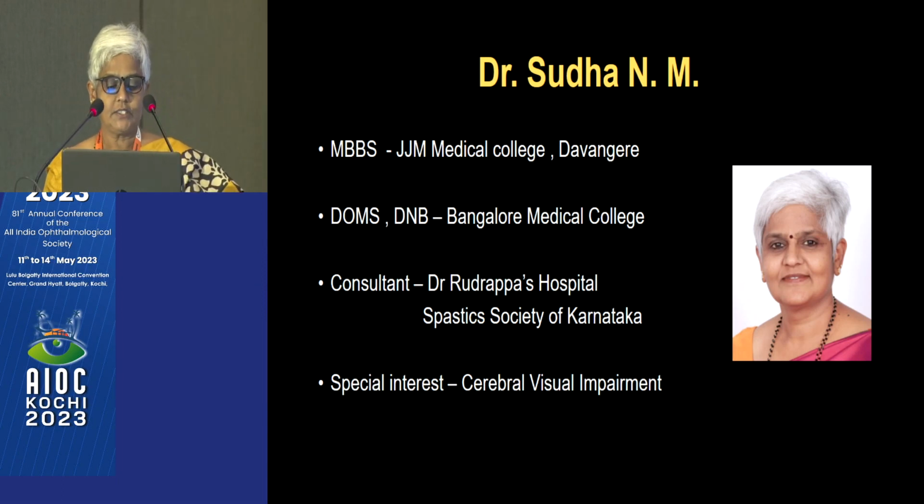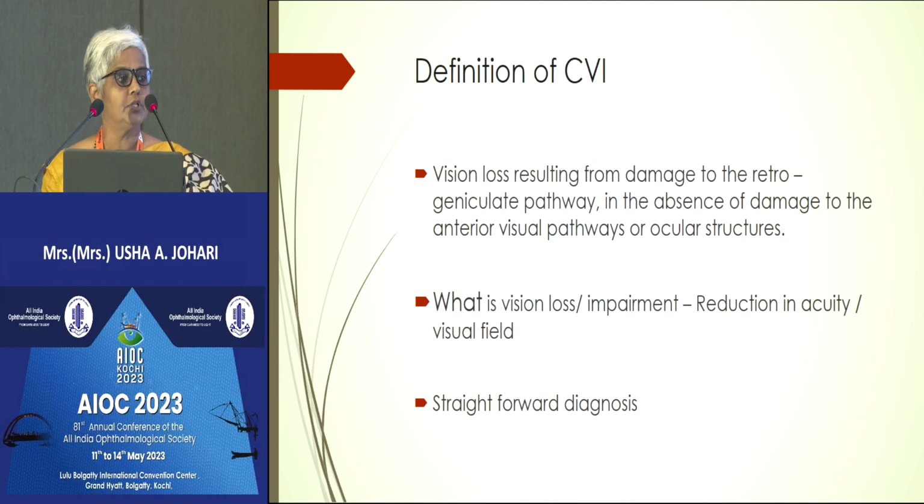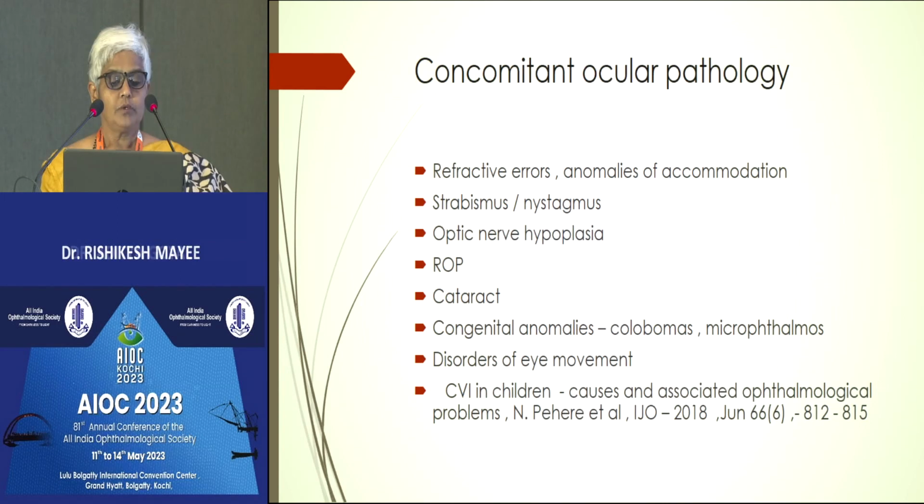So we will start this session by trying to understand how CVI is defined in literature and how classification affects our patients. So traditionally, we understand CVI as vision loss from damage to retrogeniculate pathways and consider that the anterior visual pathways and the eye is essentially normal. This is a very straightforward diagnosis, and you're defining loss of vision as reduction in acuity and visual field.